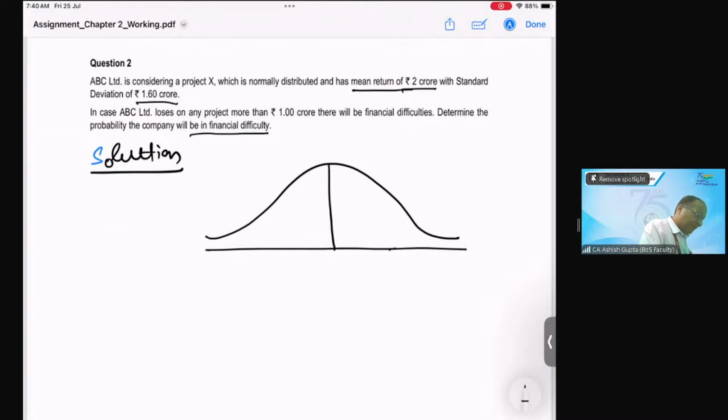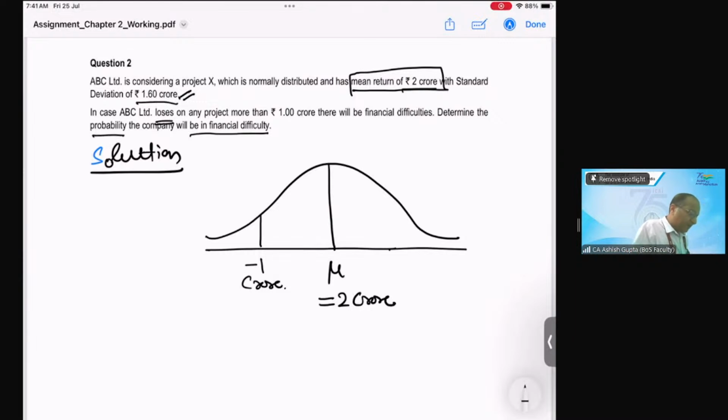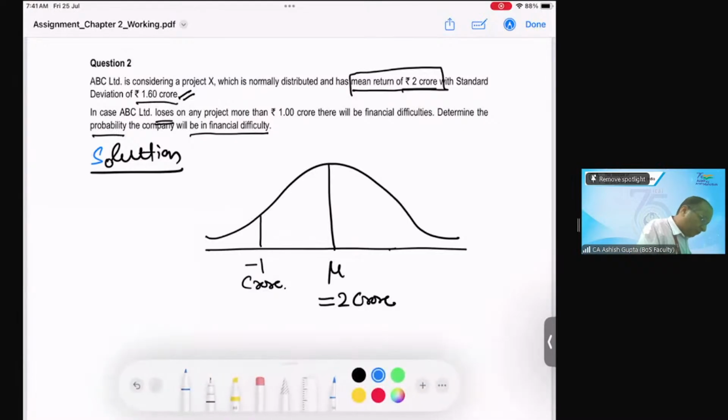It says it has a mean return of rupees 2 crore. So we can say that this value is the mean and this is rupees 2 crore. With the standard deviation, of course, this is the volatility, the return is likely to be 1.6 crore this way or that way. And they want to know if the company's loss, very important, losses, is more than 1 crore. So this value will be somewhere around here, minus 1 crore. This will be the loss. So determine the probability that the company will be in financial difficulty. What I need to compute is this probability.